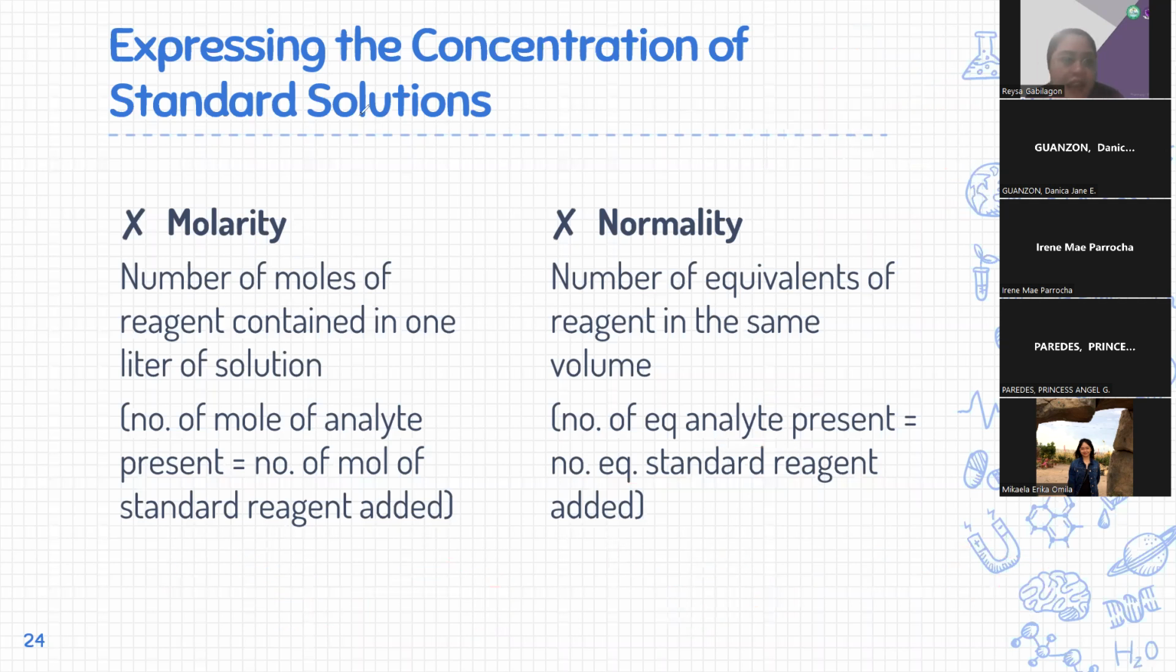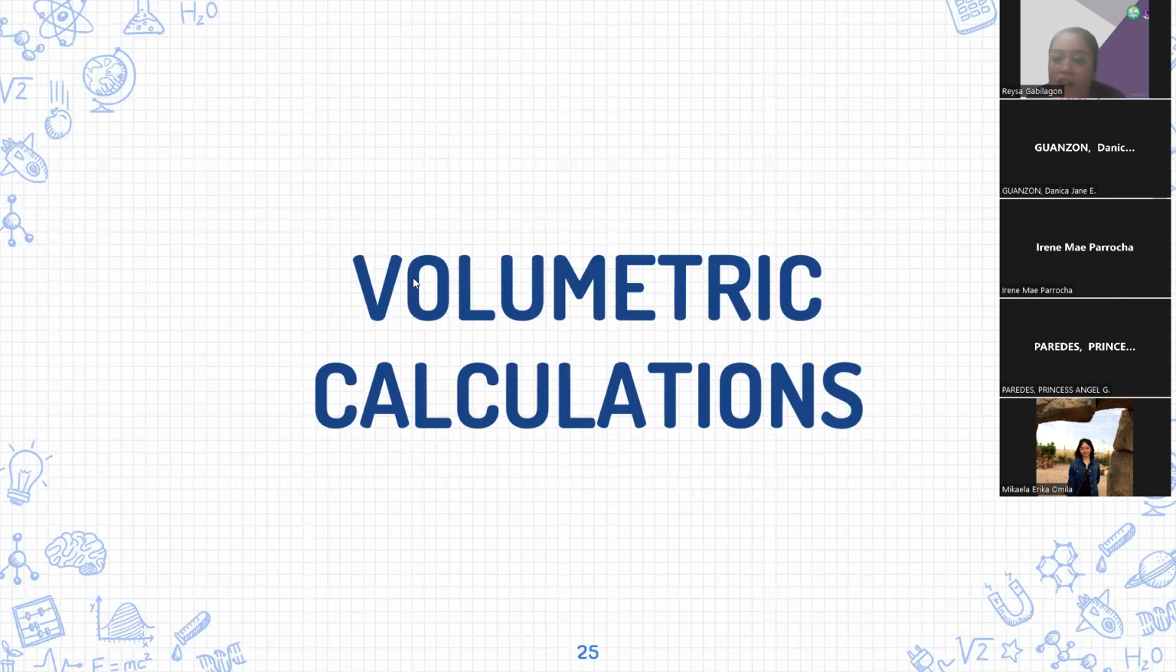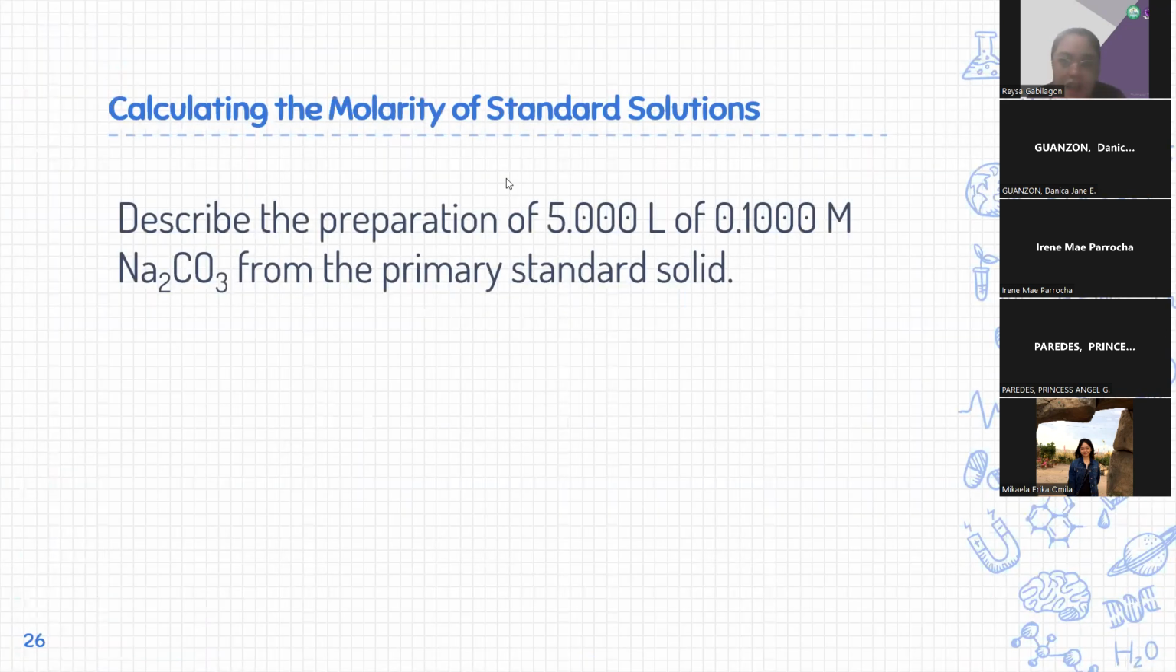Okay. Ayan na. So let us start with our volumetric calculation. Starting with this problem, calculating the molarity first. Describe the preparation of 5 liters of 0.1 molar sodium carbonate from the primary standard solid. Okay? Paano daw natin ipe-prepare yung 5 liters of a solution with a concentration of 0.1 molar. Again, that is for sodium carbonate solution.